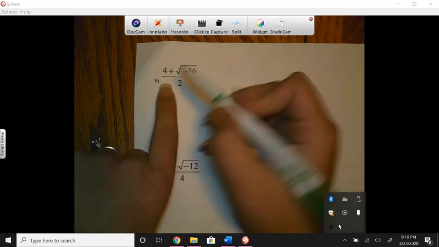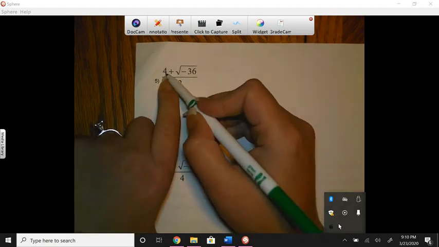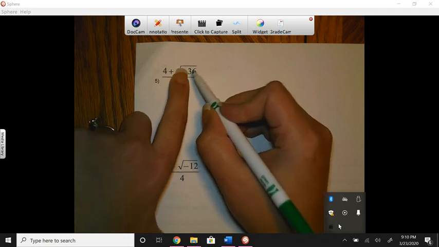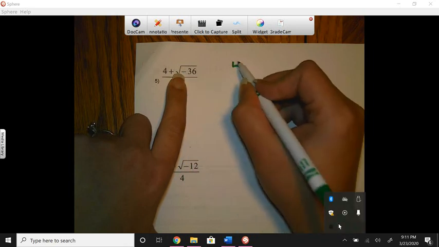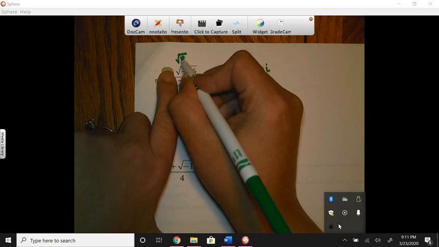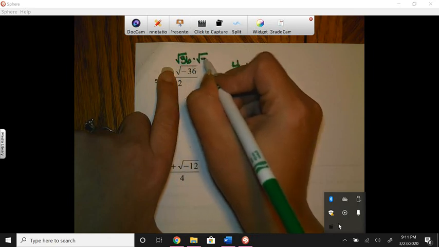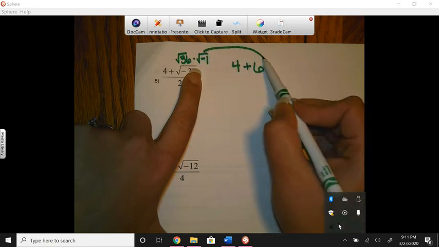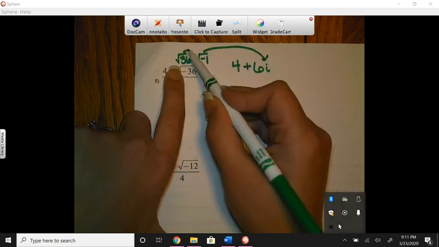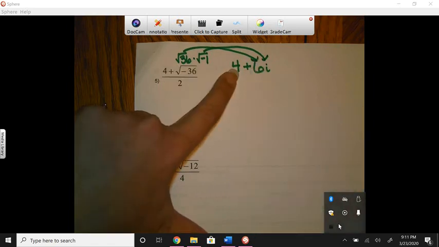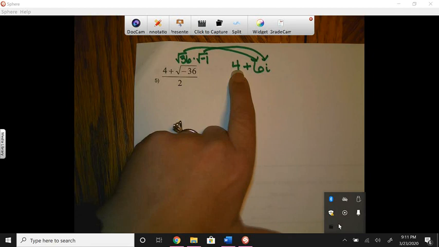Okay, so if we take a look at the next one here, so we're going to have 4 plus, and so if I ignore this negative, what times itself is 36 is 6, but because it has a negative, we would write it as 4 plus 6i. So again, we would change it to 36 times the square root of negative 1, and we would replace the square root of negative 1 with the i, and the square root of 36 with 6. And then we can't add these together because they're not like terms. One has an i, one does not.